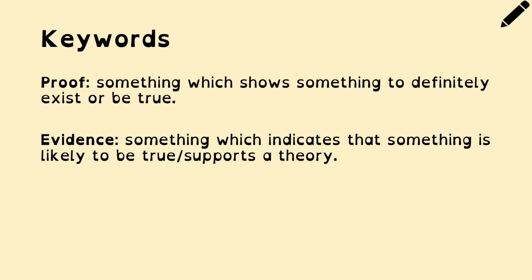So it is important for us to understand the difference between what we know as proof and what we know as evidence. Proof is something which shows something to definitely exist or be true, whereas evidence is something which indicates that something is likely to be true, or it is something which supports a theory. So just because we might have evidence for something, it does not necessarily mean that it is proven. Okay, so there is a key difference between those two things.